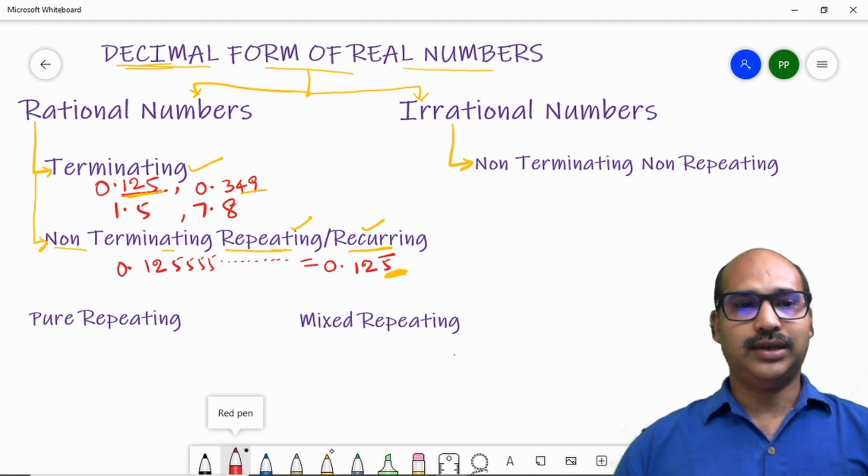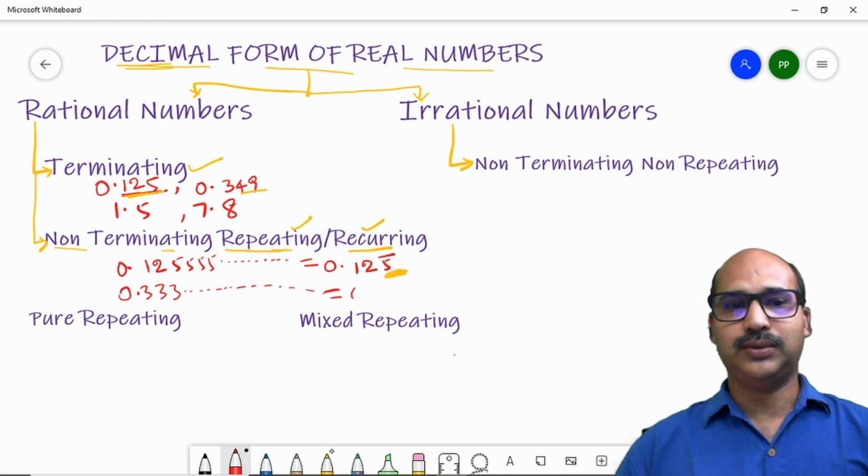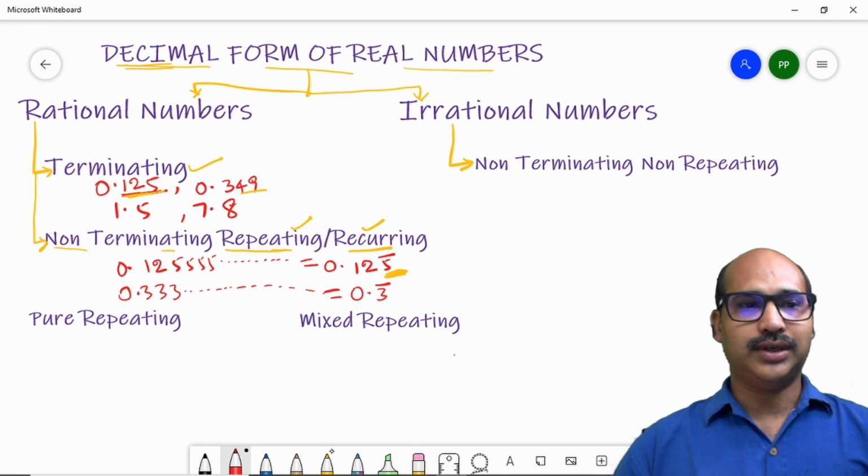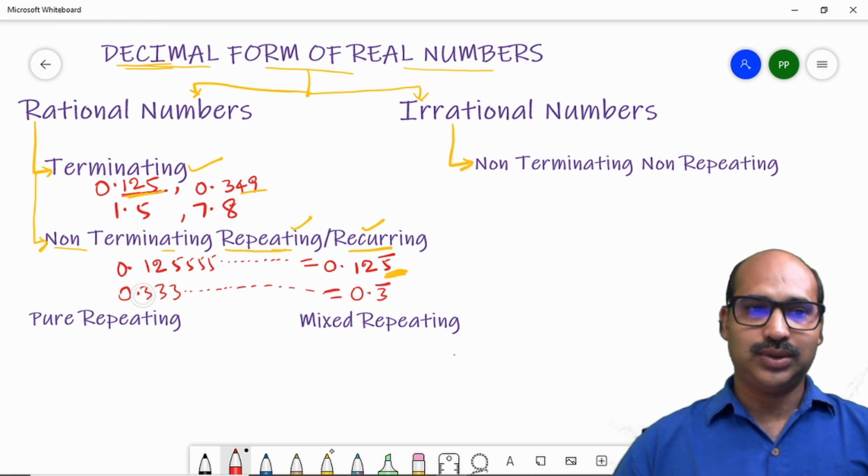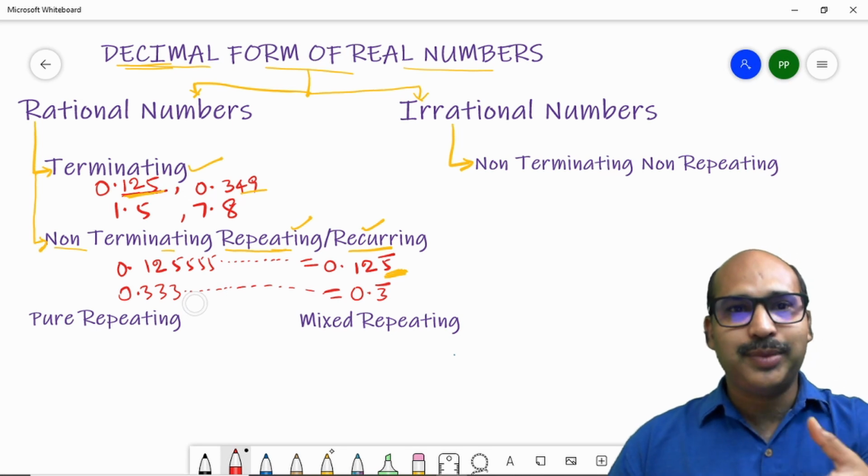Similarly, another one we can consider. So here, 0.333 and so on. This is equal to 0.3 bar. So here this is non-terminating, repeating, recurring. Non-terminating in the sense these are not terminating. So after the decimal, digits are continuously repeating.